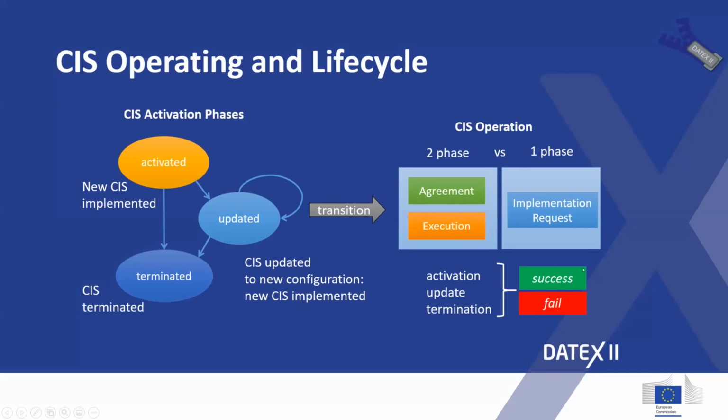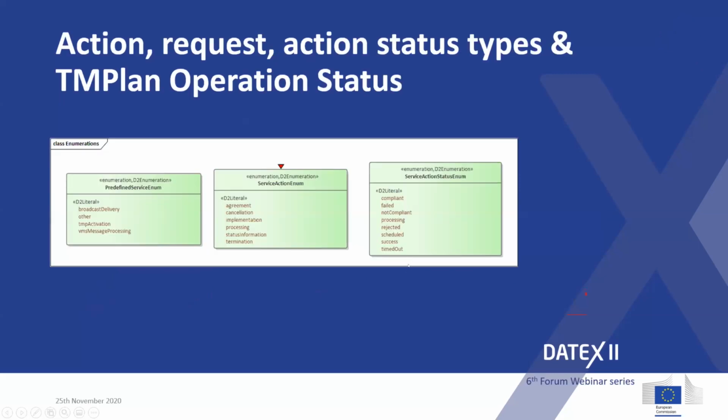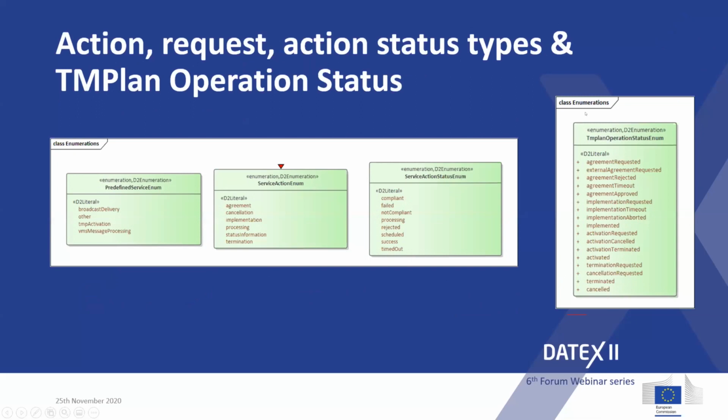with their activation request and feedback, success or fail. And this is mixed with a traffic management plan operation, which has a TM plan operation status: agreement requested, agreement rejected, implementation requested, implemented, activated, termination requested, terminated, just to show a few. We see how the combination of the CIS exchange and the evolution of the traffic management plan will evolve.